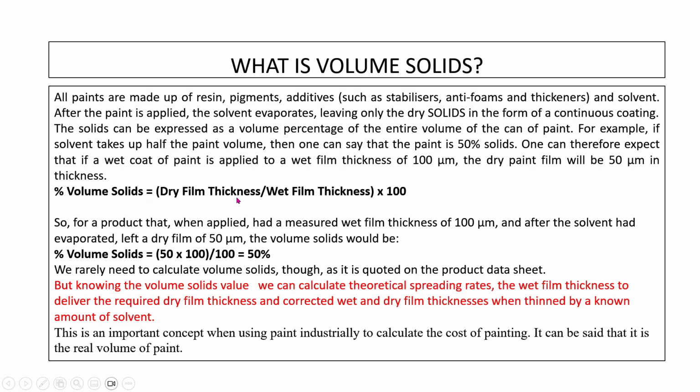Percentage volume solids is dry film thickness divided by wet film thickness into 100. So for a product that when applied had a measured wet film thickness of 100 micron, after the solvent had evaporated, it left a dry film thickness of 50 micron. So what will be the volume solids? 50 divided by 100 into 100, that is 50%.